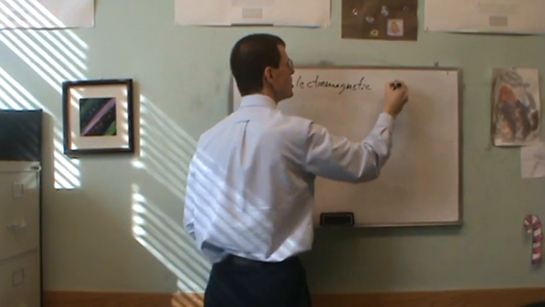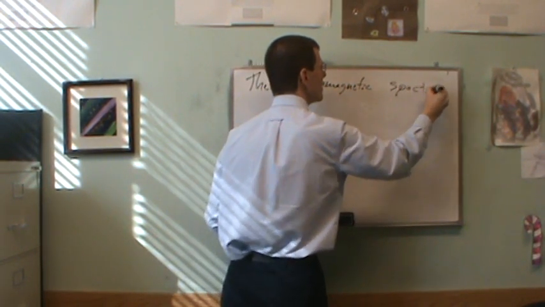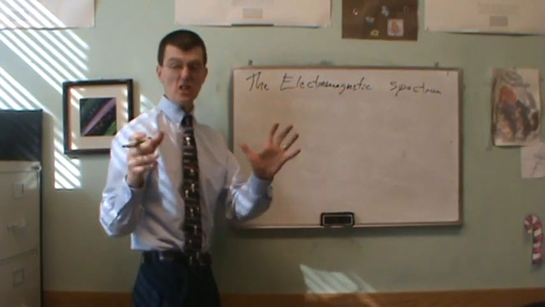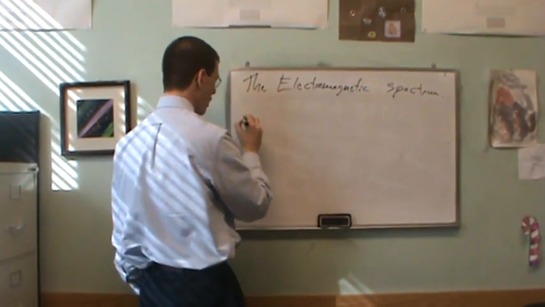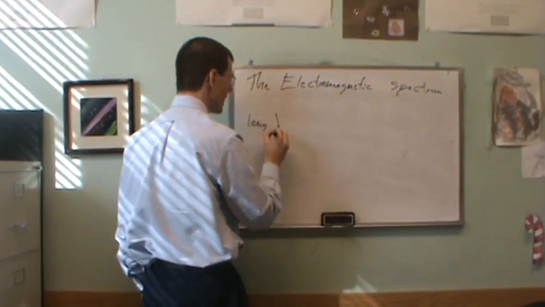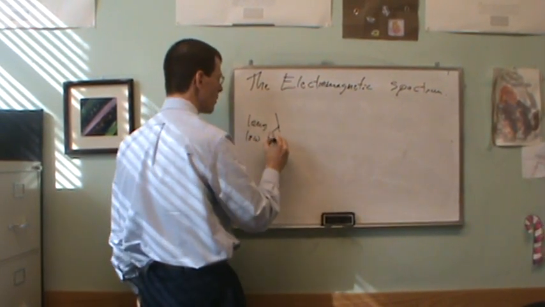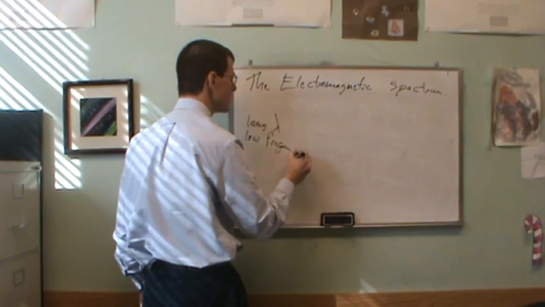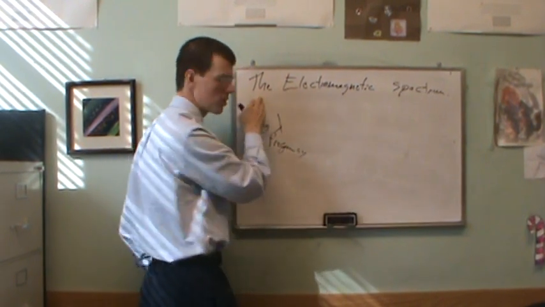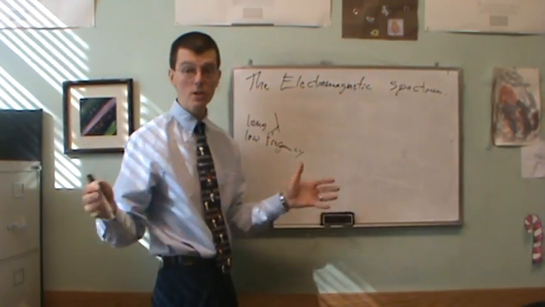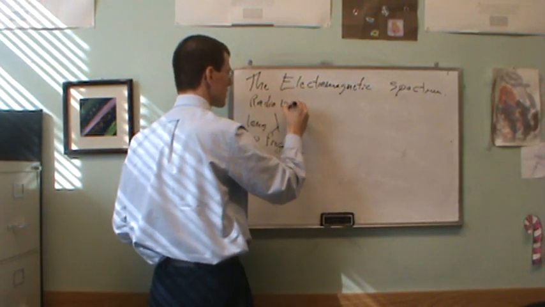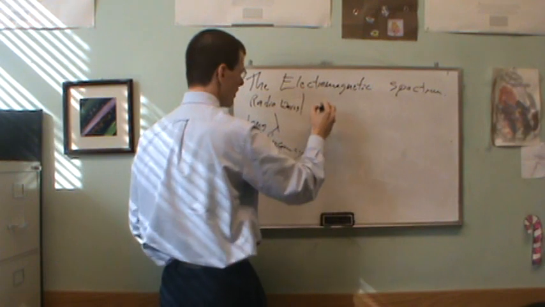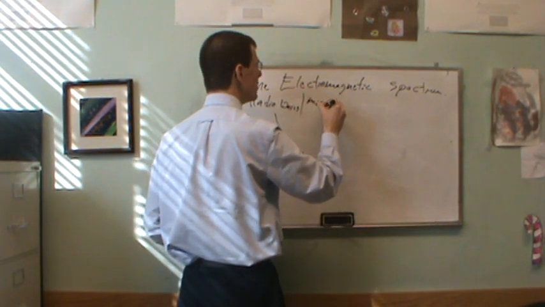We find that visible light is just this tiny, tiny little portion in there, and that there's all these other things. On the long wavelength, low frequency side of the spectrum, the longest possible wavelengths, the lowest possible frequencies, we call these radio waves. And then there are microwaves.